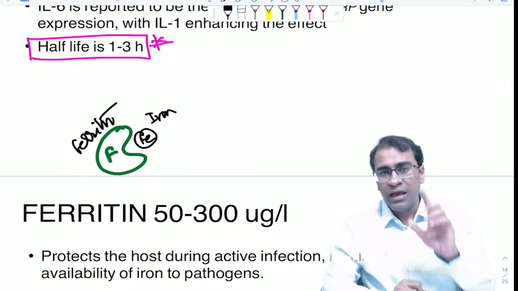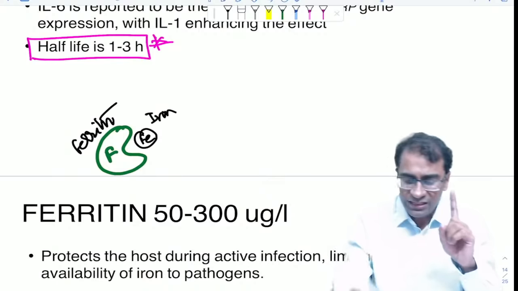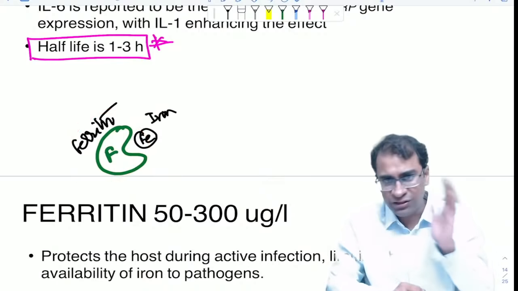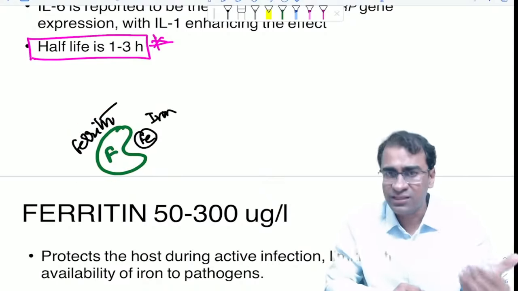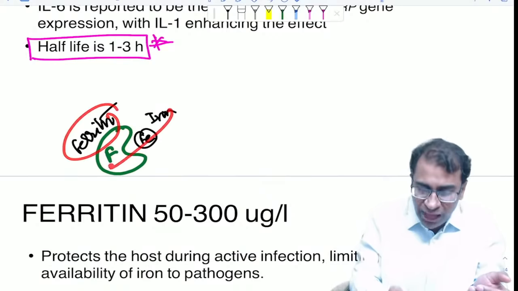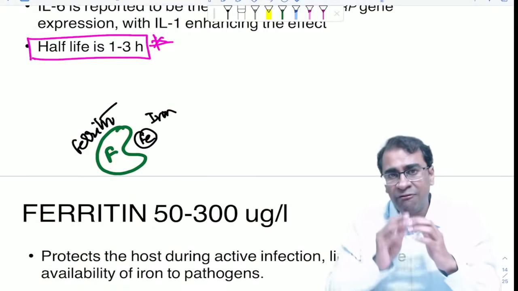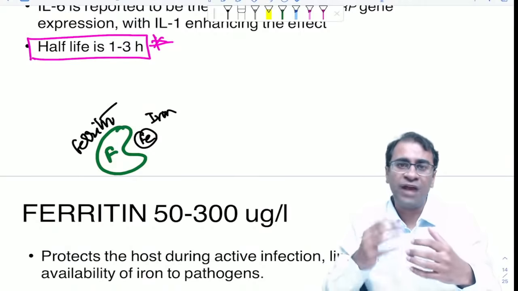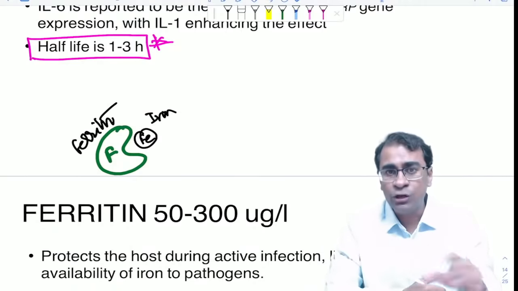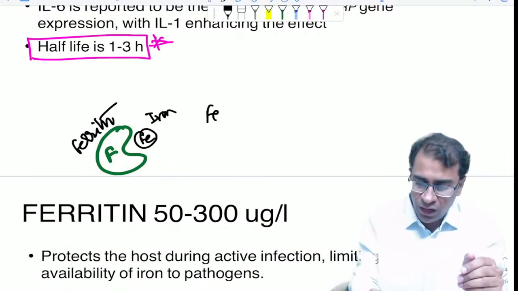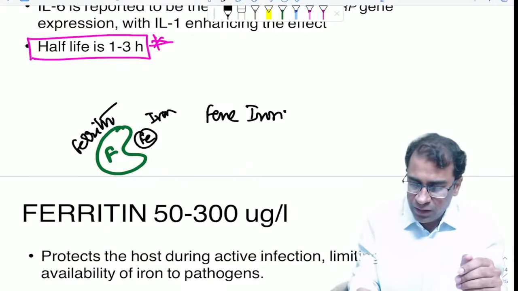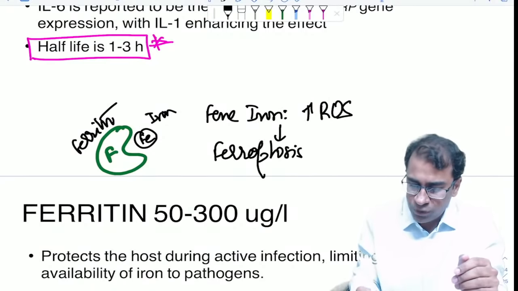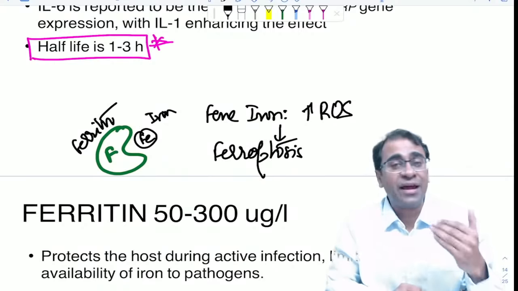Now see, the basic reason for an increase in ferritin, it's an acute phase reactant, we all understand. But why is ferritin increasing? The ferritin is increasing to catch hold of iron. If the ferritin is not there, the iron is free, and that iron can lead to an increase of reactive oxygen species and can lead to ferroptosis. Remember, always a basic rule, free iron increases reactive oxygen species and this causes ferroptosis, which means cell death by necrosis.